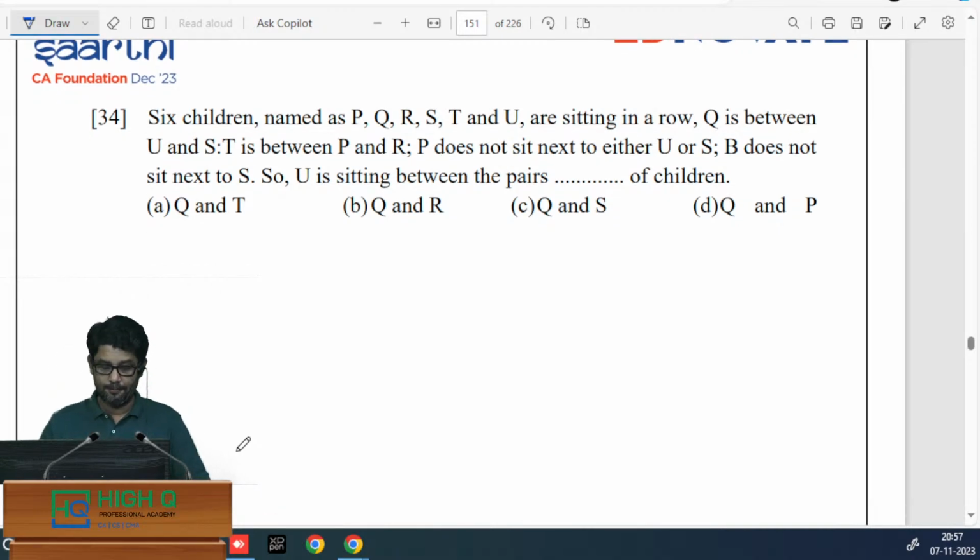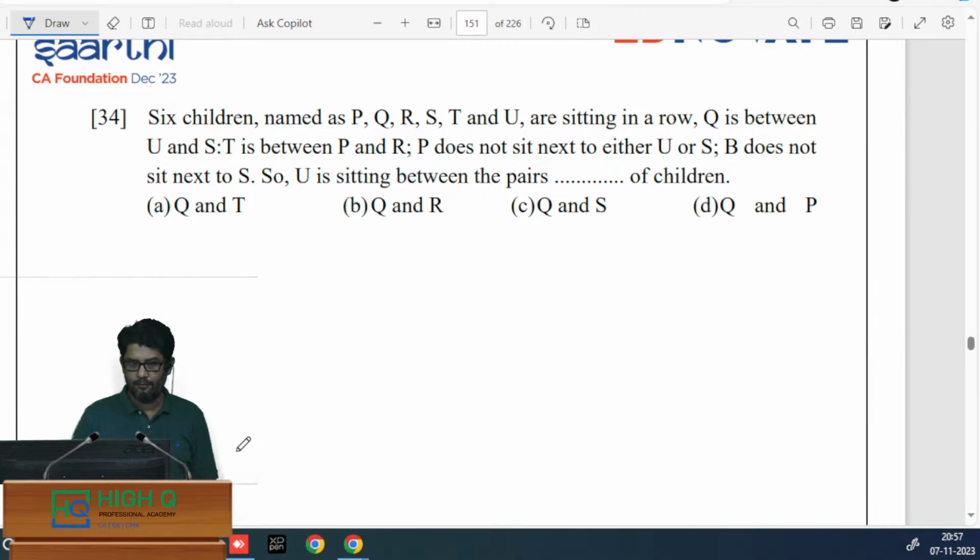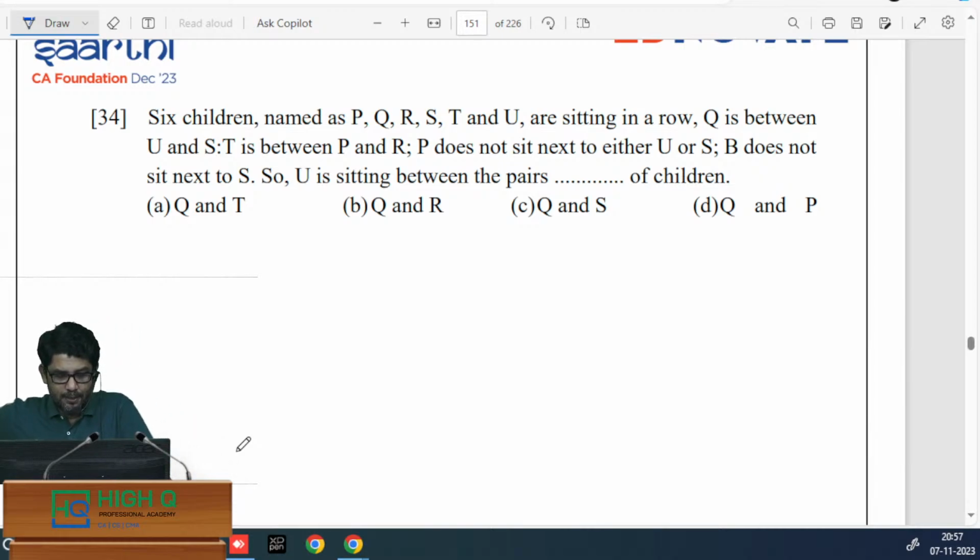Can you do this? I will be doing one more sum from seating arrangement. With this, I'll complete, and after that I'm going to start with blood relations. Six children named P, Q, R, S, T and U are sitting in a row. Q is between U and S, T is between P and R.